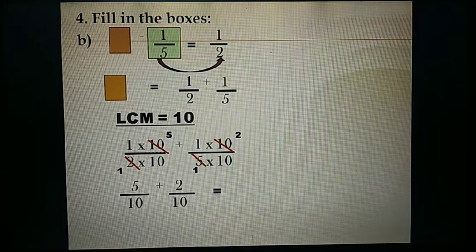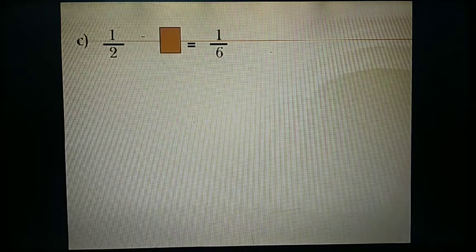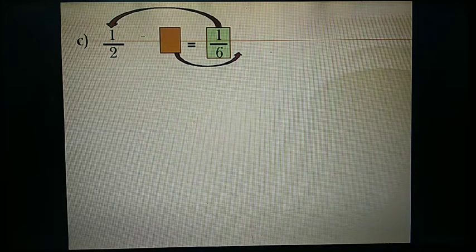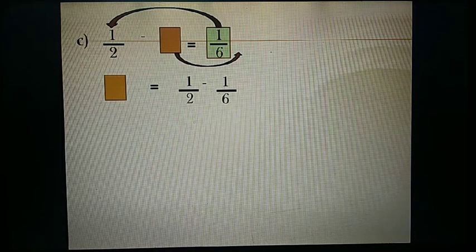Yes, we will get the value as 7 upon 10. Next. Again, you can see here the box is having a negative sign, so I will shift it to the right hand side to make it positive, and the part which is on the right hand side we will shift it to the left hand side. Finally, we will interchange the place and you will get the value of box as subtracting 1 by 6 from 1 by 2.